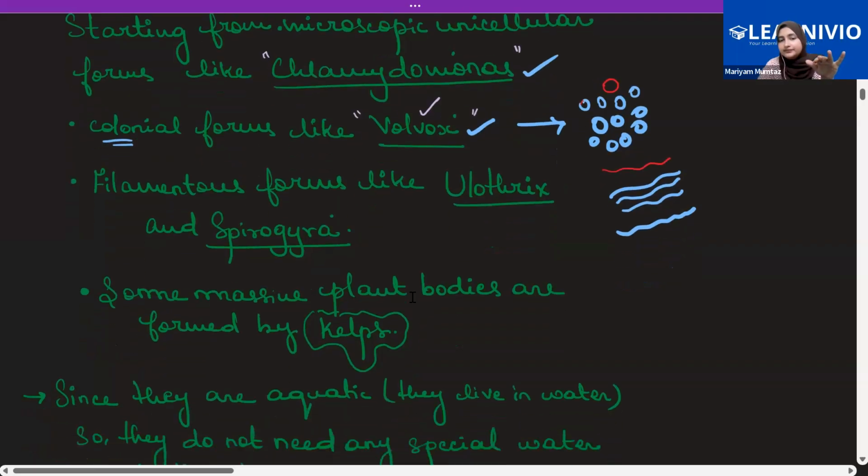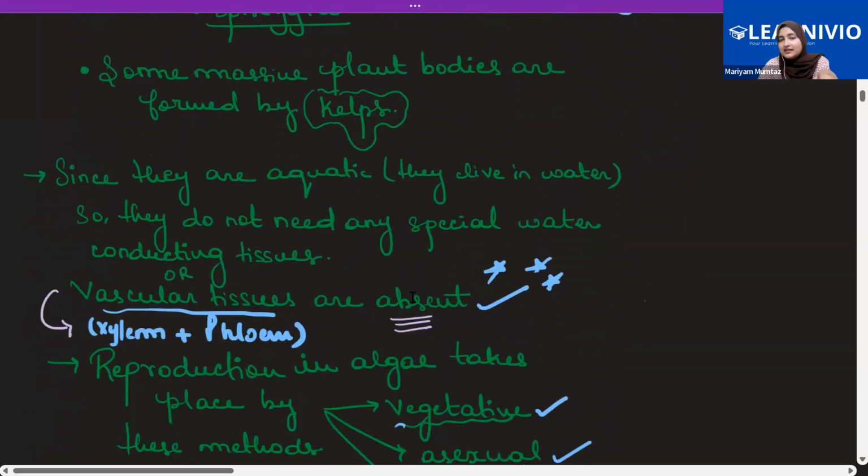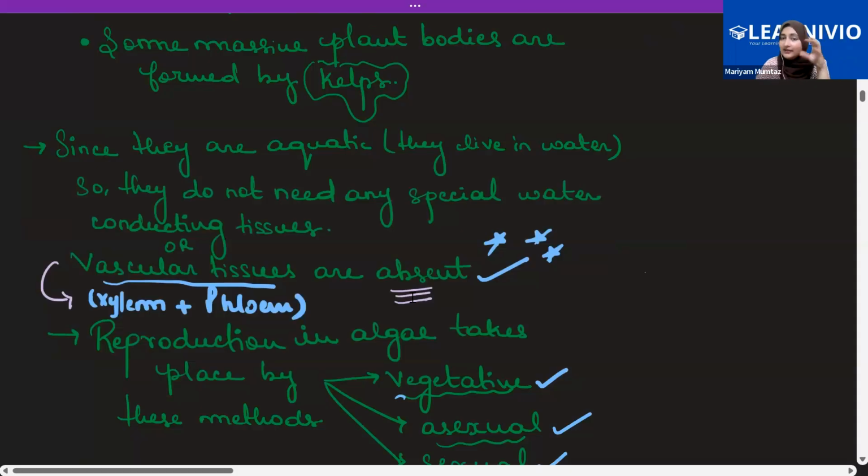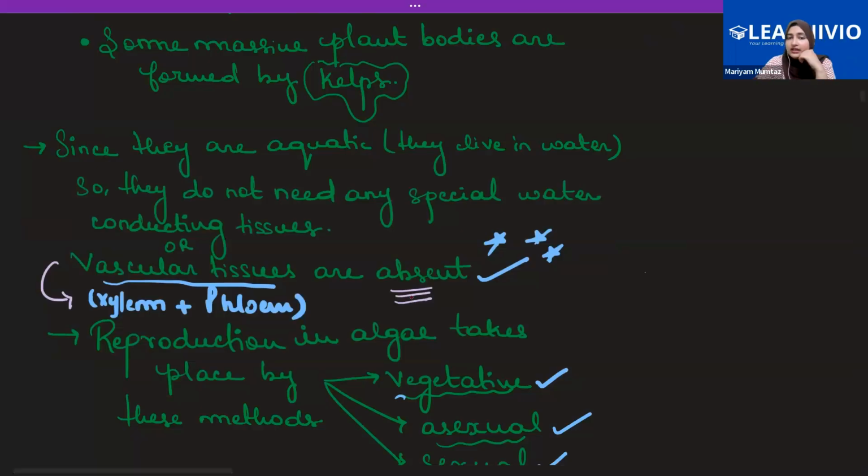None of them. And since they are aquatic, they live in the water only, so they do not need any special water conducting tissues. So they do not have xylem and phloem in them. Because they are living in the water, they don't need anyone to transport water. They are surrounded with water.